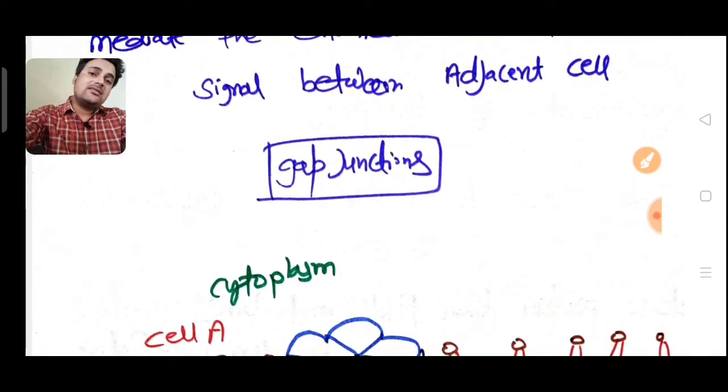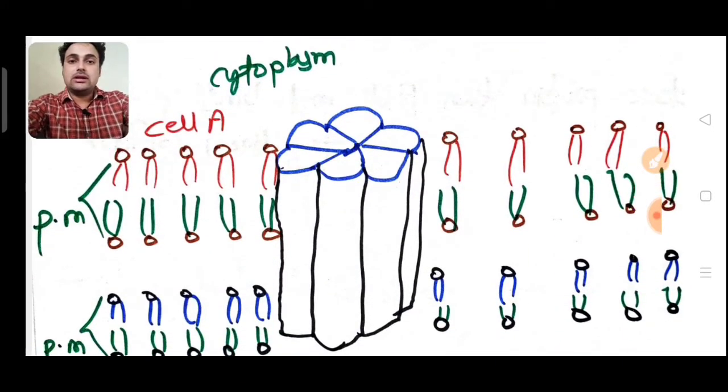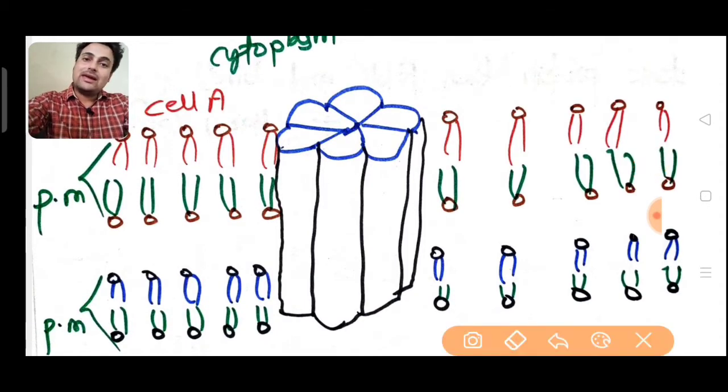Now the question arises, what's the meaning of gap junction? Because one kind of junction that is found in plant cells is plasmodesmata, and I have already told you that for both gap junction and plasmodesmata, their structure is totally different, but their function is closely related to each other. Okay, let's see what the gap junction is. This is the structure of the gap junction.